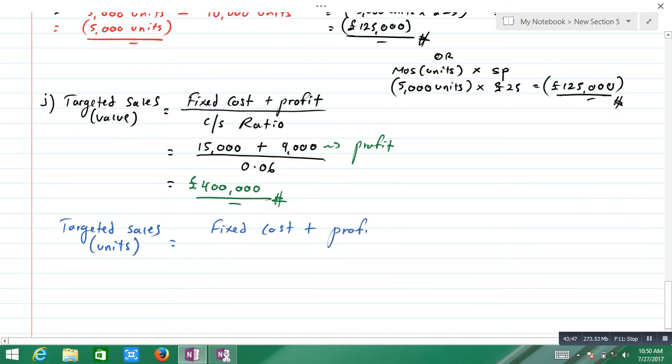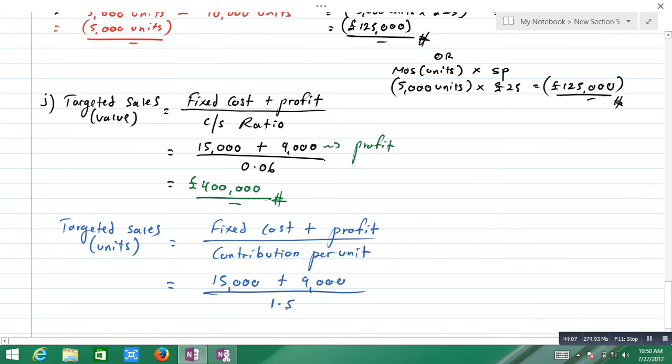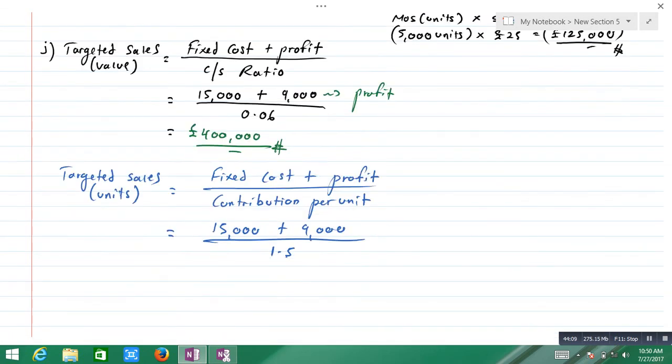Like I told you, if they ask for units and they ask for value, you can use the shortcut. To find this value, you can do it this way. You take your targeted sales units times the selling price, where you take 16,000 units times 25. That will also give the 400,000, which is this answer. Okay, so that's it.